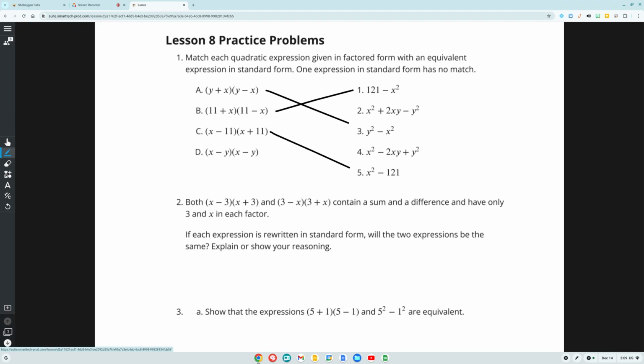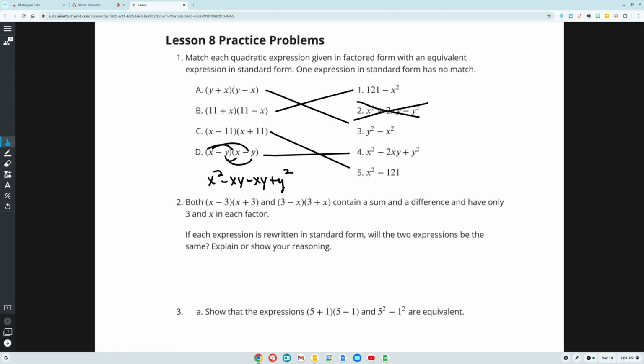Oh, wait, they're not conjugates. I need to actually multiply these out. If I were to multiply these out, we're going to notice something. Instead of having those middle two terms cancel, I'm going to have two terms that are identical. And I'm going to have minus xy twice. So this is going to match up with minus 2xy. And the one that doesn't have its match is up here, number 2.